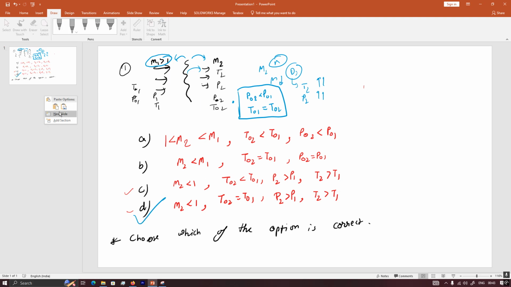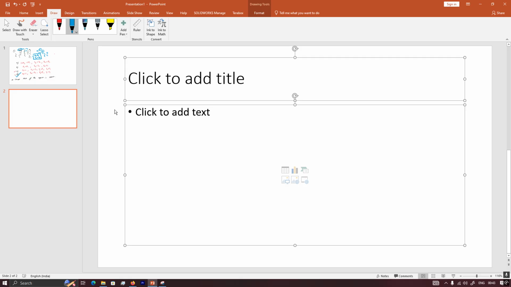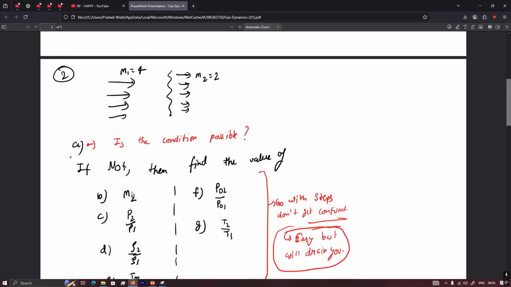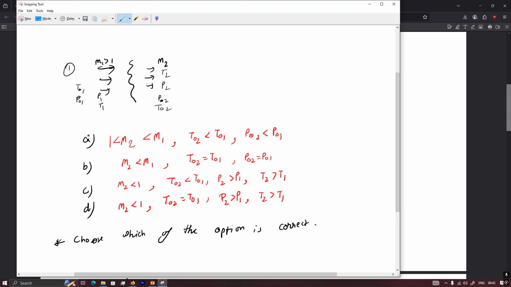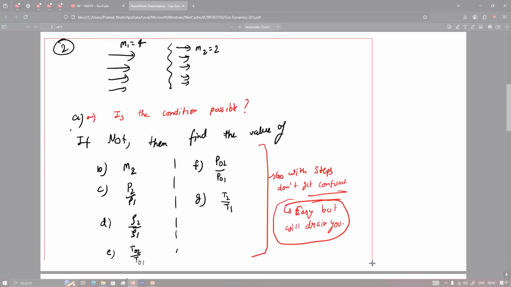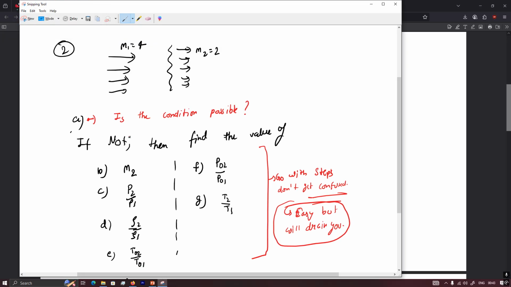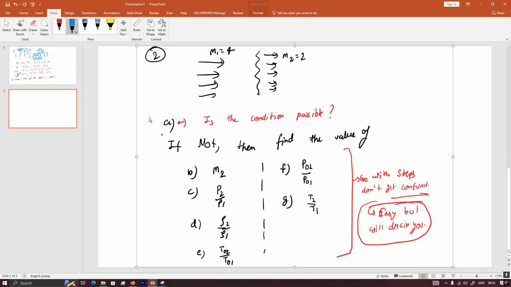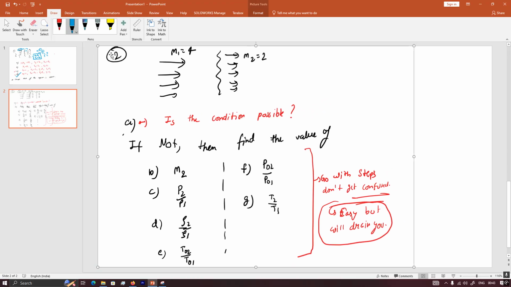Okay, let's see the other questions. Now, which are these? I'll just snip it. Okay, so I copied it and have to paste it here.